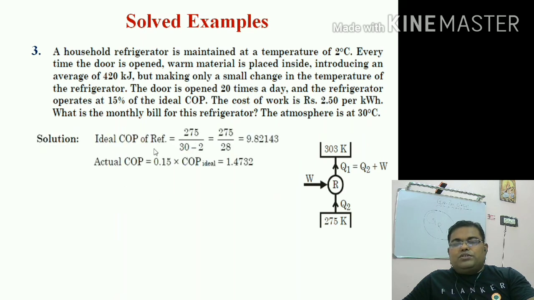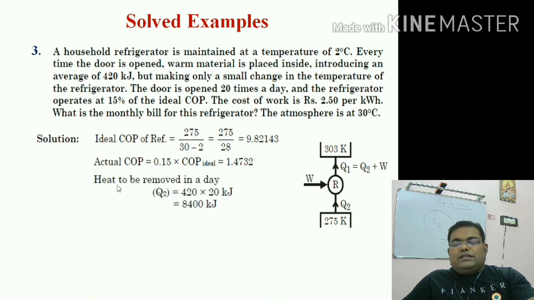So ideal coefficient of performance depends on the temperatures, right? T lower divided by T higher minus T lower. So T lower is 275 and T higher minus T lower is 28 degree. So you divide that, we get this ideal coefficient of performance, but actual is 15% of it. So actual coefficient of performance is 0.15 times of coefficient of performance ideal, coming as 1.4732. So we have to use this to find out the monthly bill.